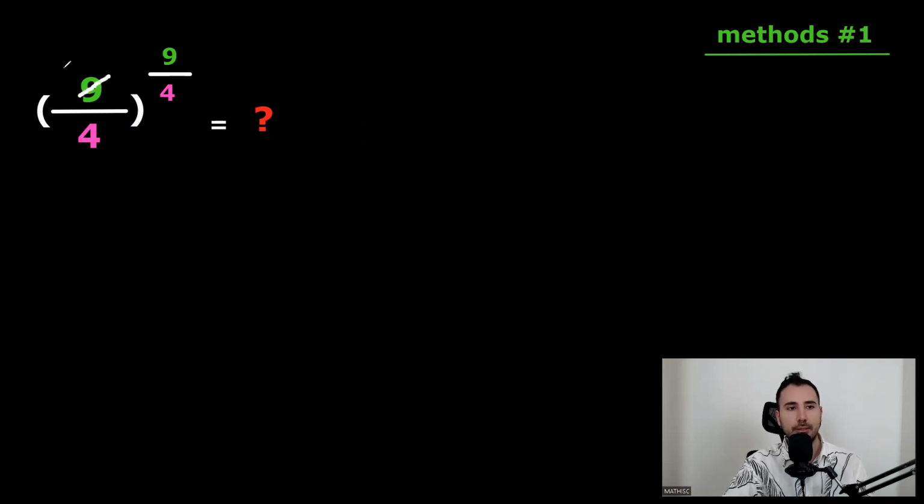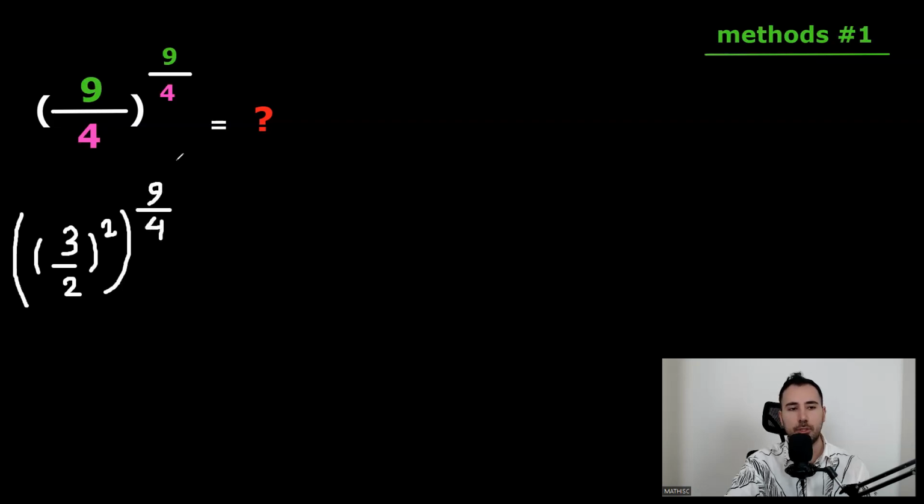Okay, we know that 9 is 3 to the power of 2. And 4 could be written as 2 to the power of 2, right? So I'm going to write 9/4 as (3/2) to the power of 2, right? This is the same as 9/4. Okay. So all of this to the power of 9/4.